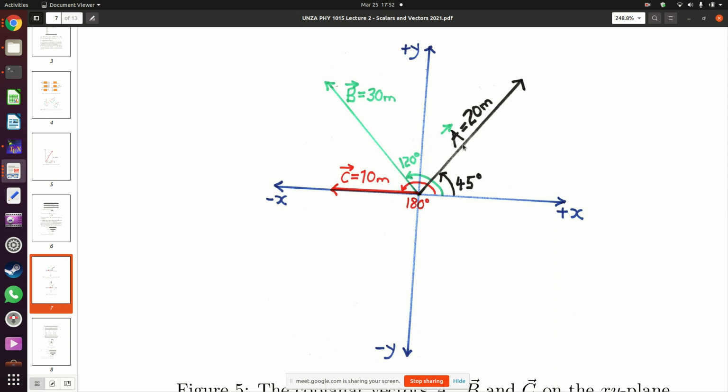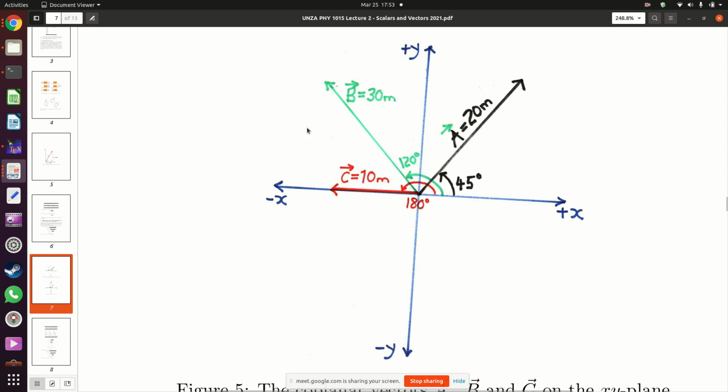That is enough to describe a vector. We need to know the name of the vector, how much is that vector, and in what direction the vector is pointing. In the case of vector A, the size of the vector is 20 meters, and it makes an angle of 45 degrees with the positive x-axis. That's the black one there.